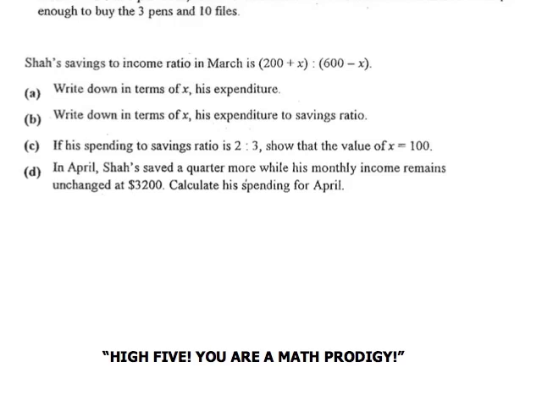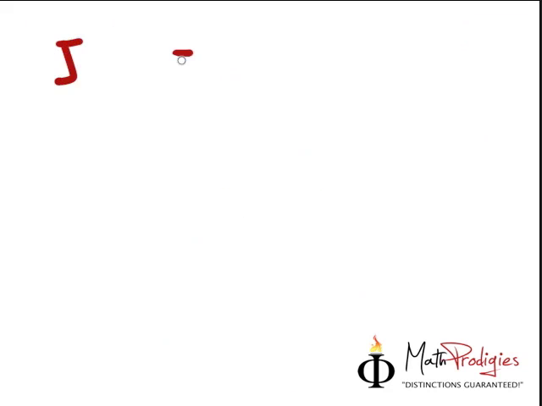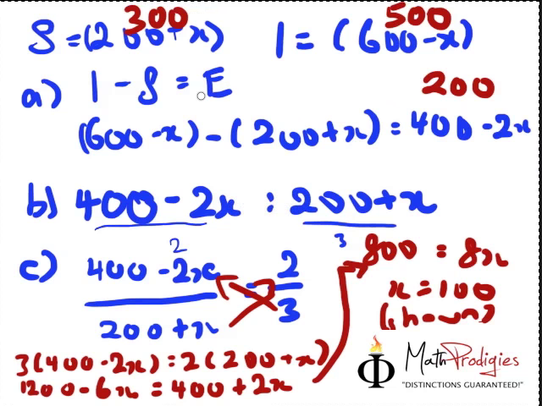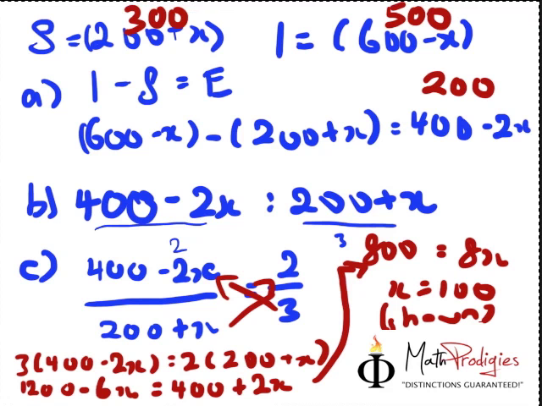So the question is, in April, Shah saved a quarter more while his monthly income remains unchanged at $3,200. So if his income is $3,200, I just want to make sure I remember this. Oh no, I forgot already. Hold on, give me a second. What does 3 equal to? Savings or spending? Yeah, 3 equals savings, 2 equals spending. Oh, this guy is a saver.